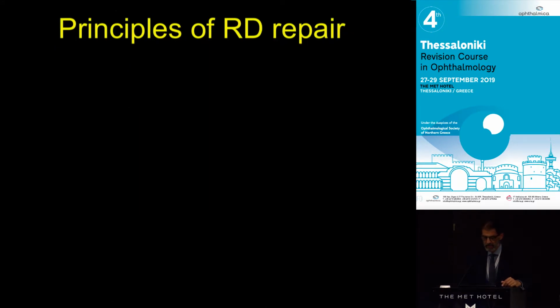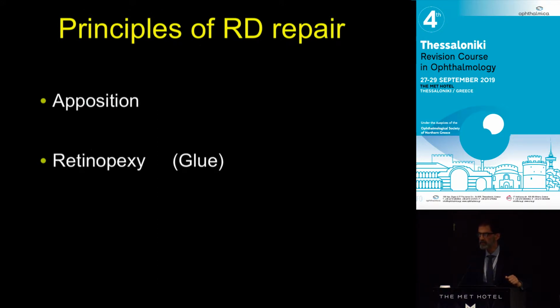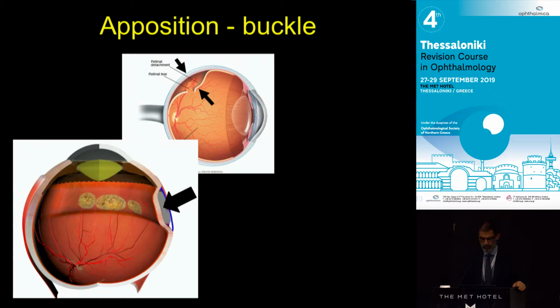What about the management? Well, the principles are very clear-cut. You've got to bring the tear and the retina around it in apposition to the eye wall, and then you've got to stick it together. And because our two glues, which are cryotherapy and laser, take respectively 7 to 10 days to form, you need to have some sort of clamp. And so if you think of those three things, somehow you've got to get the two things you're sticking together, and then you've got to glue them and clamp them until the glue works.